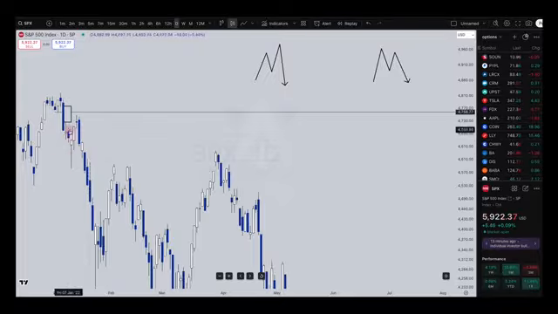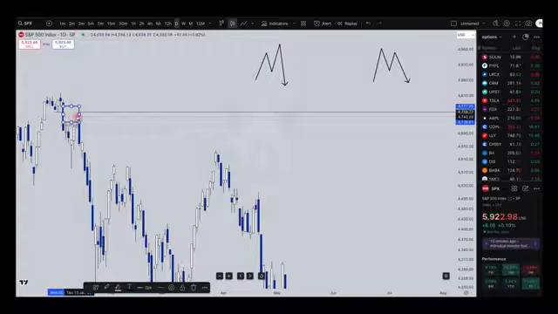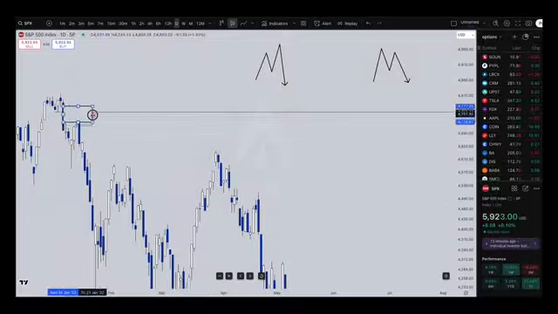So when price rallies into a premium, yes, but price also rallies into a liquidity pool, a premium array, which is the fair value gap. So there are going to be sellers inside of this fair value gap. And what happens when price touches this fair value gap? Boom. Sharp decline. Okay?